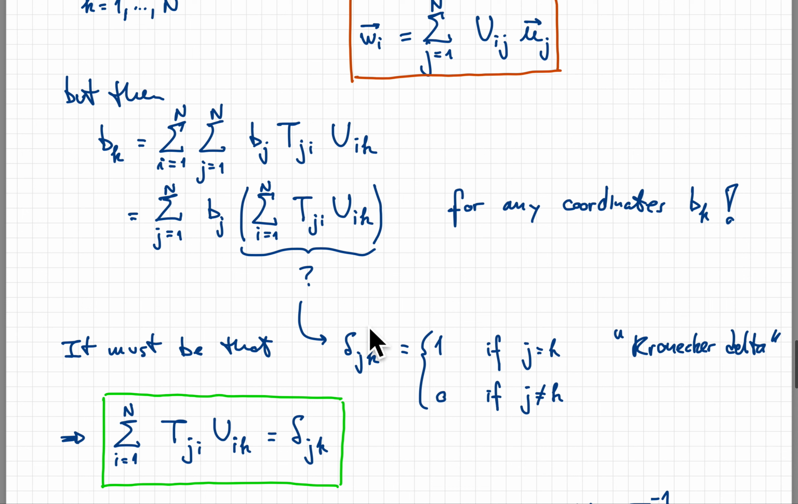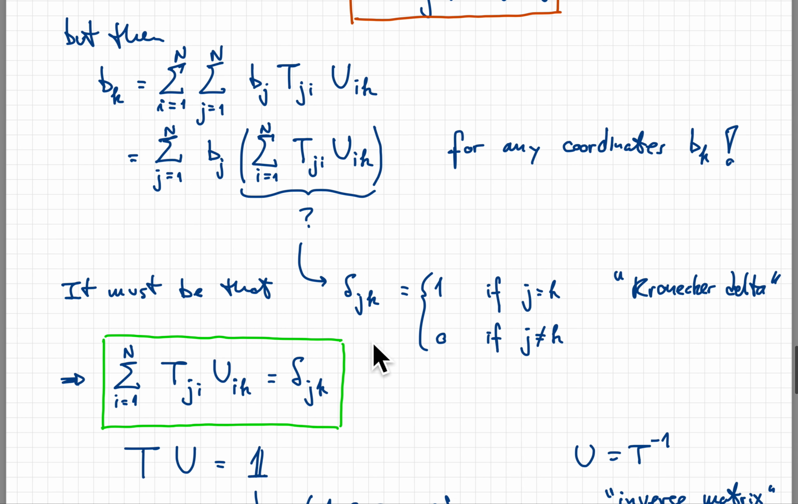It's an object that is equal to 1 if j is equal to k. So 1, 1, 2, 2, 3, 3, and so on. That gives you 1 as a result. But otherwise, this delta jk is 0. So if you try to evaluate delta at 1, 2, or 2, 1, and so on, it is 0. And that completely specifies the values of this object. And this is how we define it. This is the definition of the Kronecker delta.